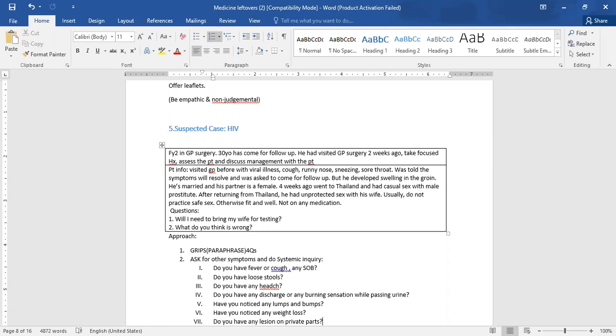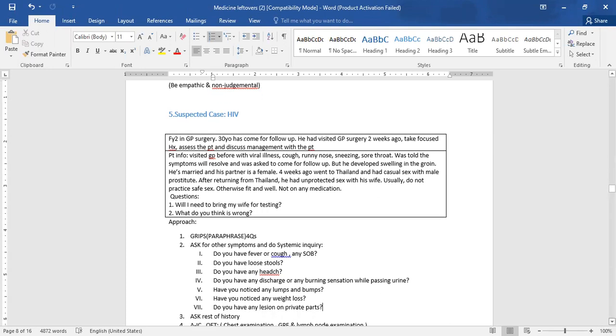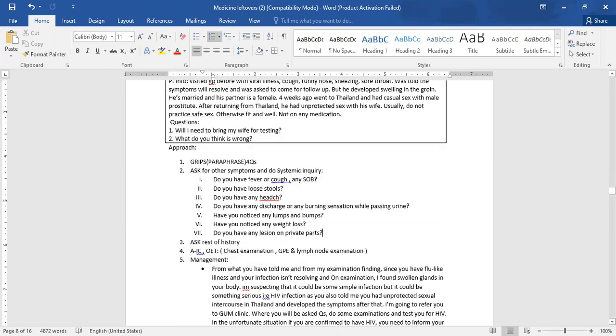Now the questions are, will I need to bring my wife for testing? What do you think is wrong? So here, don't sound scripted. Even if by reading the scenario you know that this is the HIV scenario, please don't sound scripted, otherwise you're not going to pass the station. So start from scratch, like you don't know what's going on. You have to ask the questions.